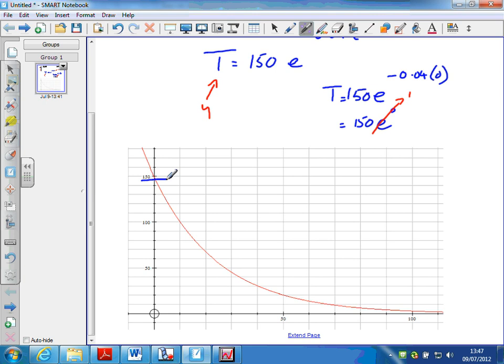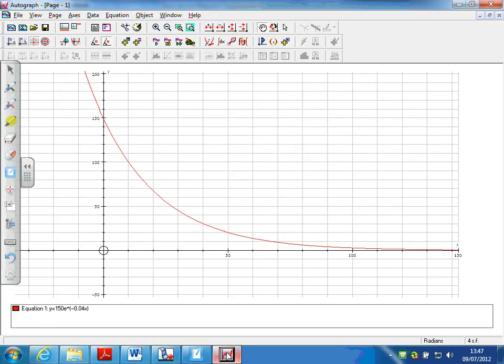So what's the temperature when time is 0? 150. We didn't need to plot that to get that value. However, we can now go to when time equals 10 minutes and find out the value for the temperature, around about 100 degrees centigrade by the looks of it after 10 minutes. But we could use Autograph to focus in on that particular point.